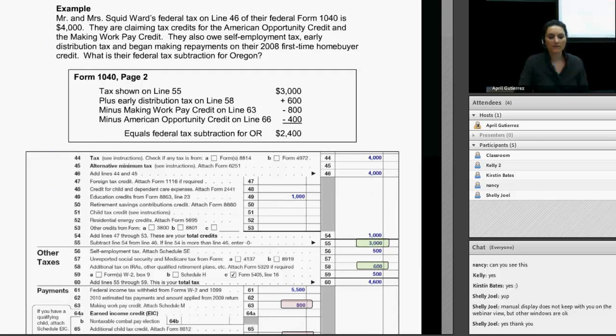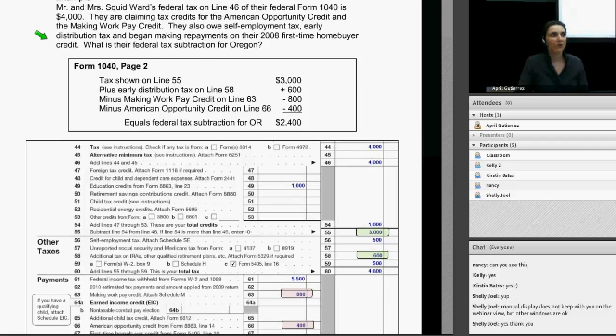And that's kind of a lot to absorb, so I created an illustration for you to show how all of this works. Mr. and Mrs. Squidward's federal tax on line 46 of their federal Form 1040 is $4,000. They are claiming tax credits for the American Opportunity Credit and the Making Work Pay Credit. They also owe self-employment tax, an early distribution tax, and began making repayments on their 2008 first-time homebuyer credit. What is their federal tax subtraction for Oregon?